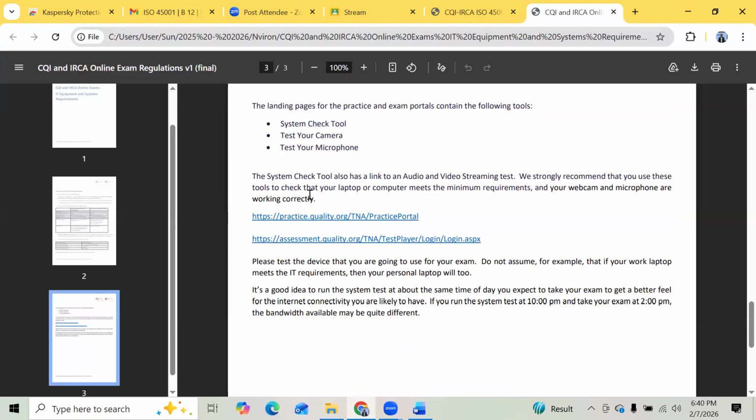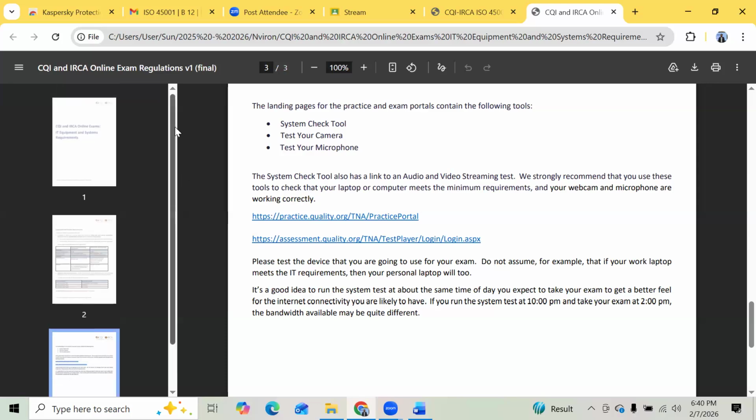and your webcam and microphone are in working order. So only when this is done, you will be able to take the examination.